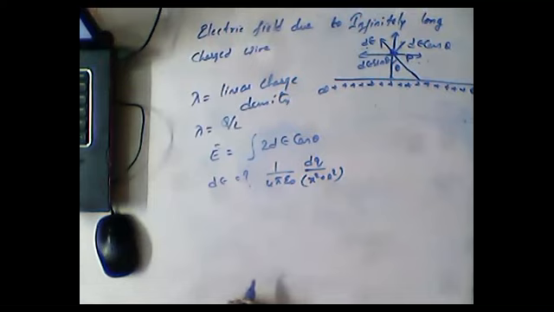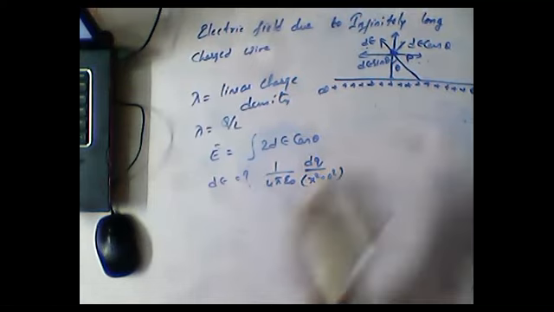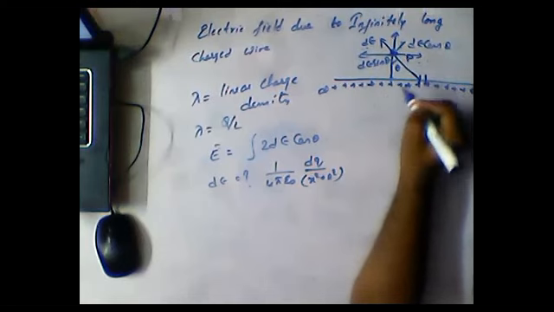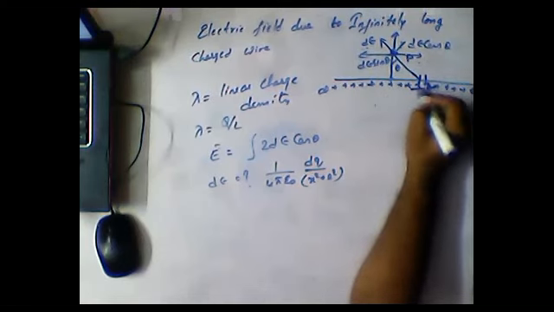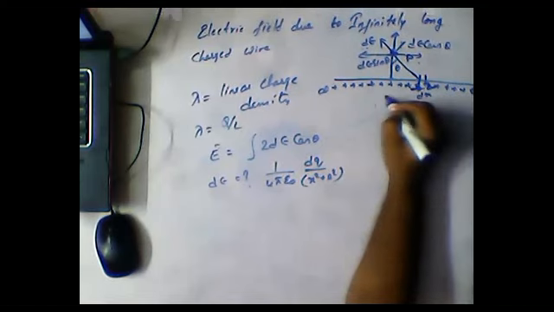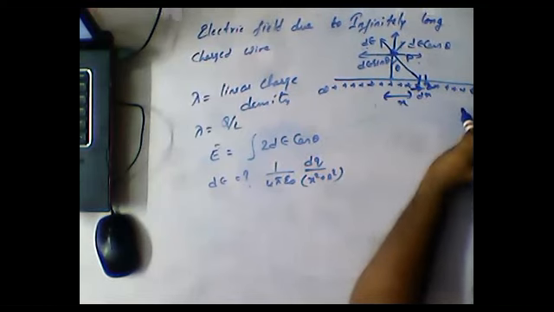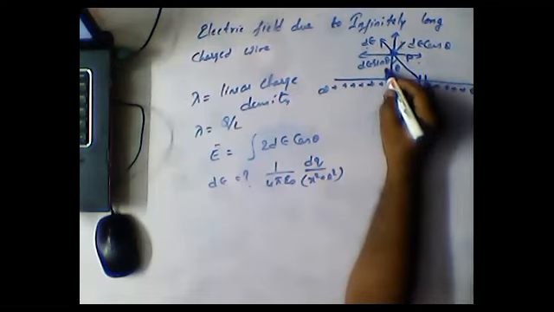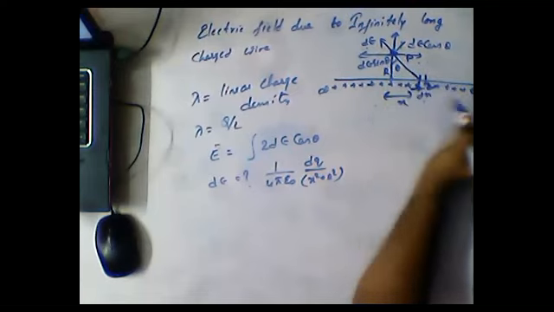Okay, sir, why this x square plus r square? So here I am considering a point. On this infinity line, I am considering a small element dx at a distance of x. So this is the point at the distance of r.